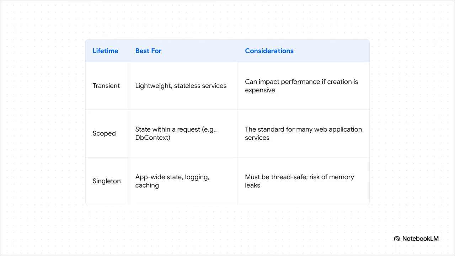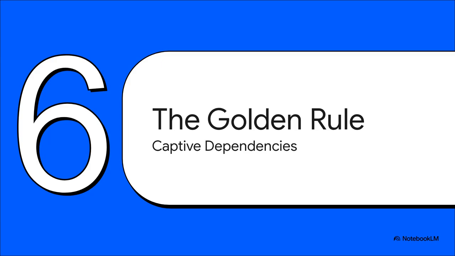Transient is your go-to, your default, for services that are really lightweight and don't hold on to any state. Scoped is the hero for anything that needs to maintain state for a single web request. The classic example is a database DbContext. You want one context for the entire operation. And singleton is for those truly global things like a logging service or a caching mechanism. But here's the big warning for singletons. They must be thread safe, because literally every part of your app could be hitting that one instance at the same time.